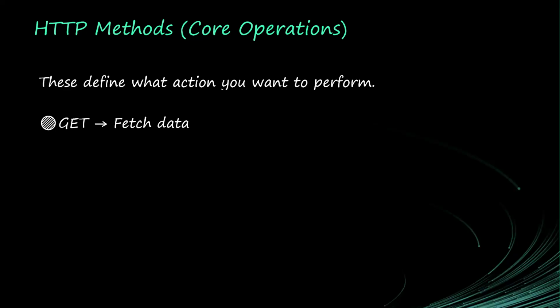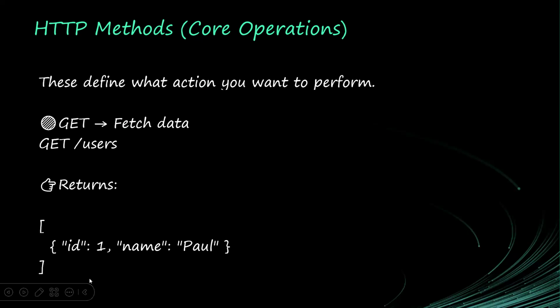Get is the first one. We use get to fetch data. All right. So when you say get users, you're fetching the users from the database, from the server. It will return something like this. It will return an array. It will return something like this. Okay. The user's ID and the user's name.